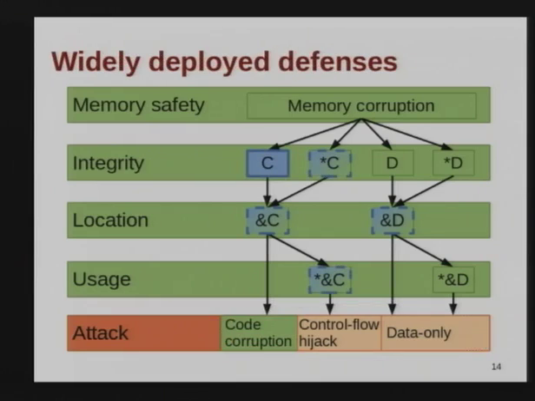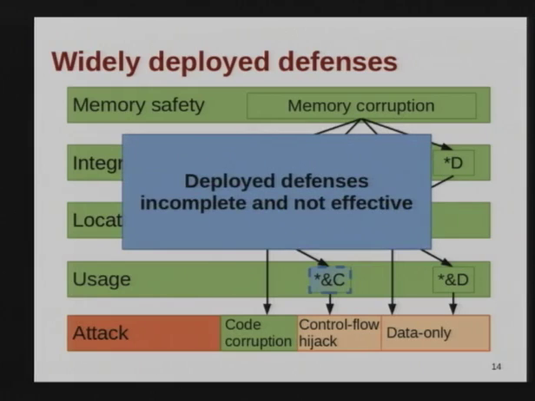So if you look at all the widely deployed defenses, we see that we have full protection against code corruption, but only partial protection against control flow hijack attacks, which still allow the attacker full computational resources on a machine, and very little protection against data-only attacks. So we can basically conclude that the deployed defenses that we have on current systems are incomplete and not effective against the current attacks. And we have to see how we can do better than that.